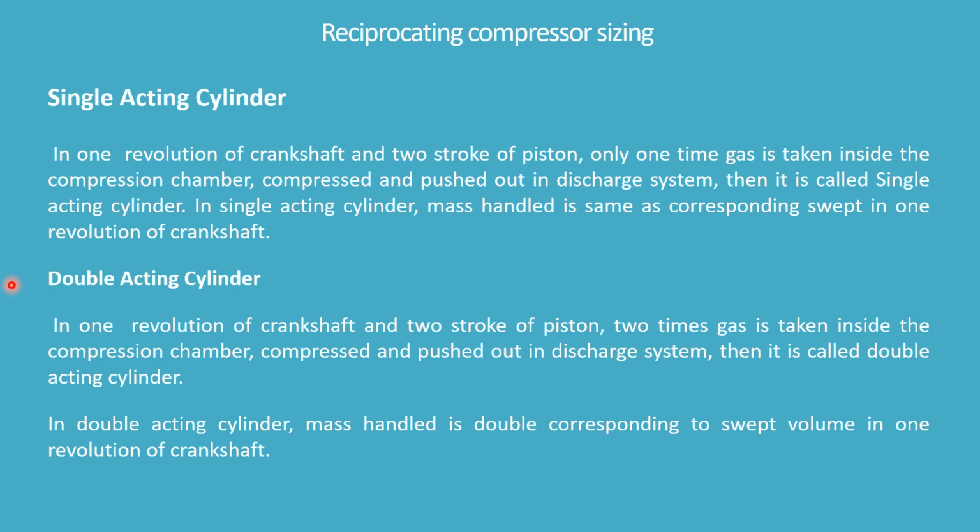In single acting cylinder, mass handled is the same as corresponding to the swept volume in one revolution of crankshaft. Double acting cylinder: in one revolution of crankshaft, that means two strokes of the piston, two times gas is taken inside the compression chamber, compressed and pushed out on the discharge side. Then it is called double acting cylinder. And in double acting cylinder, mass handled is double corresponding to the swept volume in one revolution of crankshaft. Means सिंगल एक्टिंग में मास एक बार शक होता है एंड डिस्चार्ज हो जाता है, डबल एक्टिंग में टू टाइम्स हो जाता है, डबल हो जाता है.